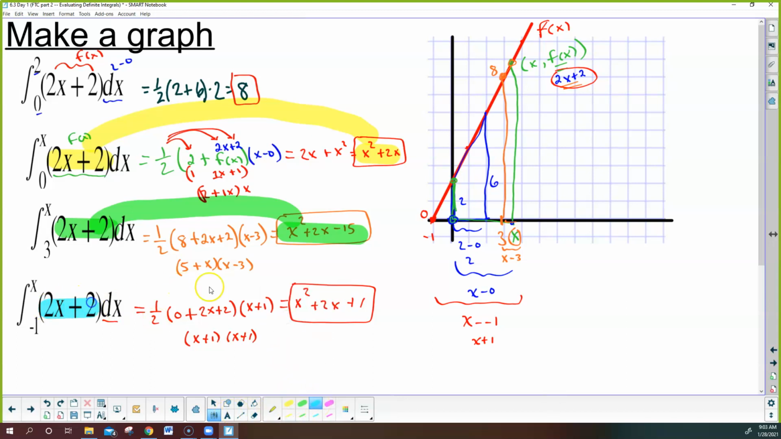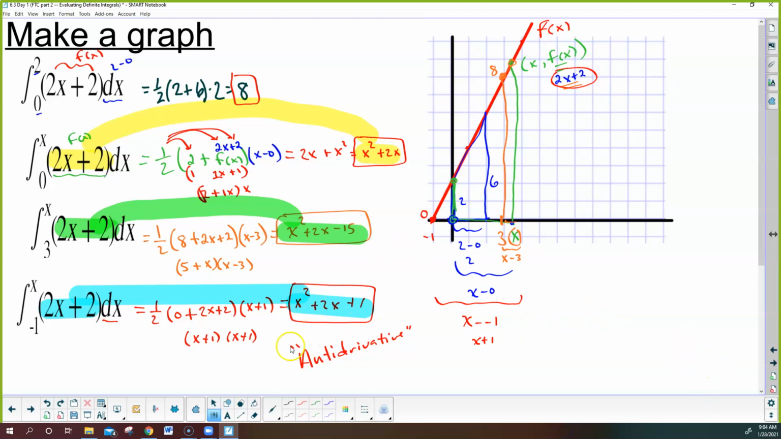Wait a minute. Let's take a look. F of x evaluated at these bounds now turns into x squared plus 2x plus 1. Let's look at all our answers. They're almost the same. What's the only thing that they change by? They only change by a constant, which means there is a faster way to solve this. And it all connects back to the antiderivative.